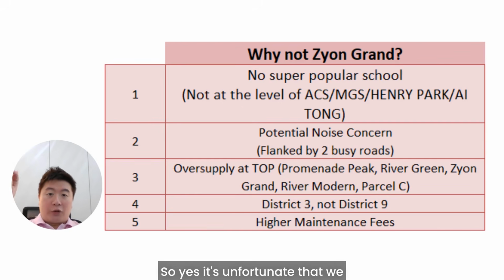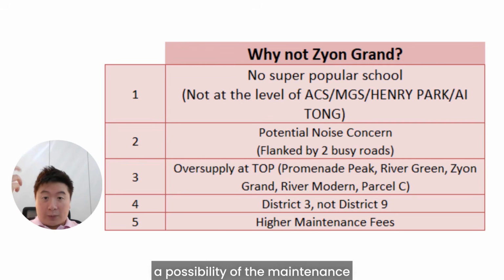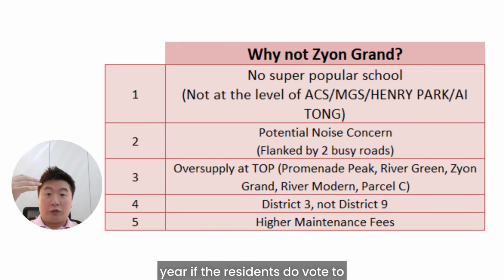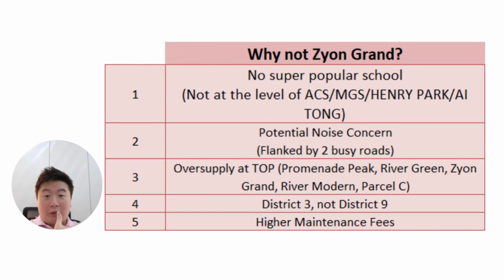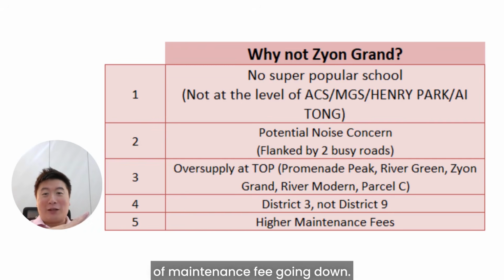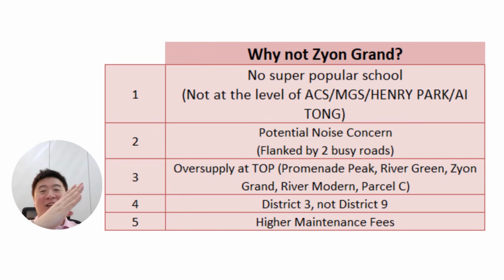So yes, it's unfortunate that we have a higher maintenance fee here, but I don't know whether there's a possibility of the maintenance fee eventually dropping after 1 year if the residents do vote to drop the concierge service. Because I suspect that's one of the reasons why the maintenance fee is high as well. But yeah, anyway, that's my speculation. I can't say for sure. Because I also have not heard of maintenance fee going down. Most of the time it's going up.